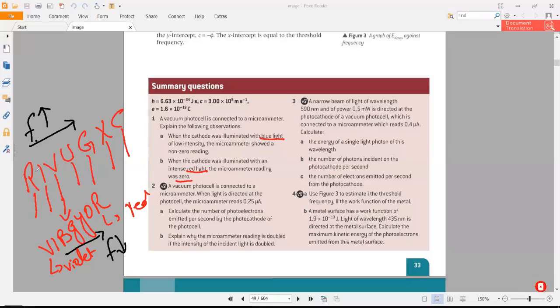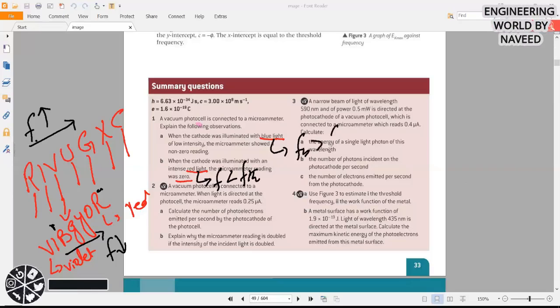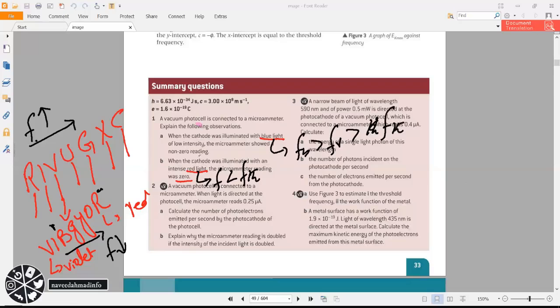I don't know how you remember all these bands, but I remember. So the frequency will decrease towards red. Here we have red light and blue light. Red light frequency is less than the threshold frequency, so that's why the reading is 0. Blue light frequency is greater than the red frequency, and it is also greater than the threshold. So that's why we get a non-zero reading.